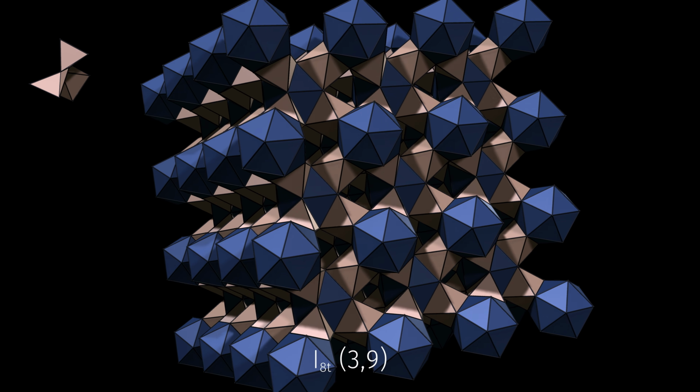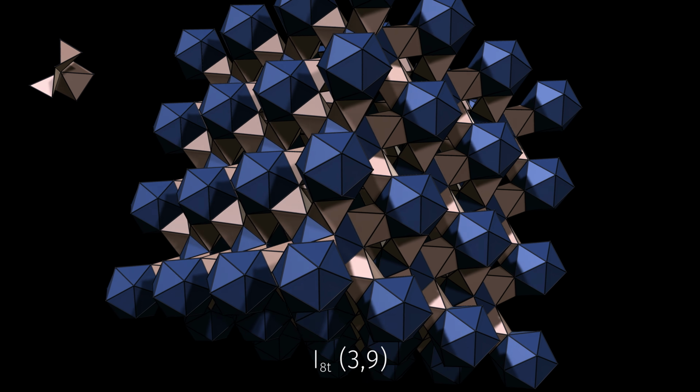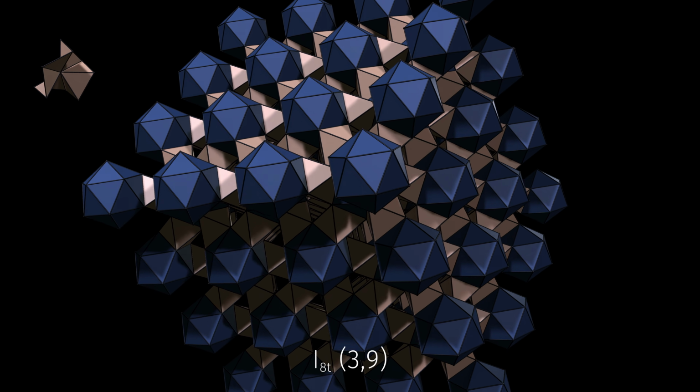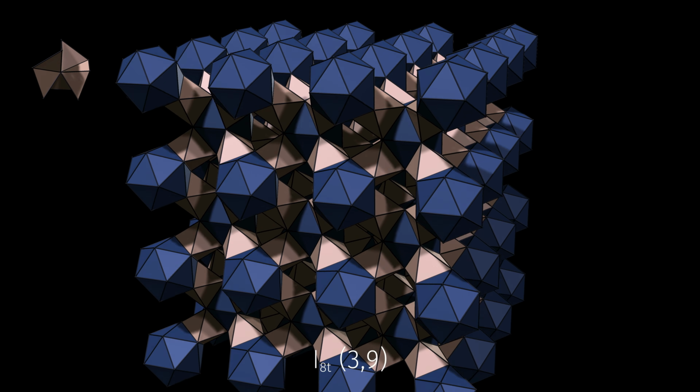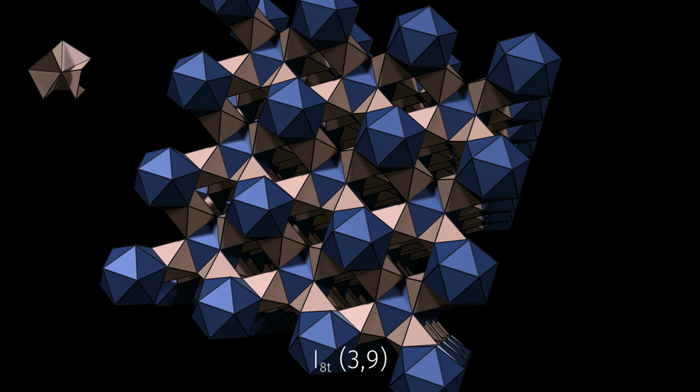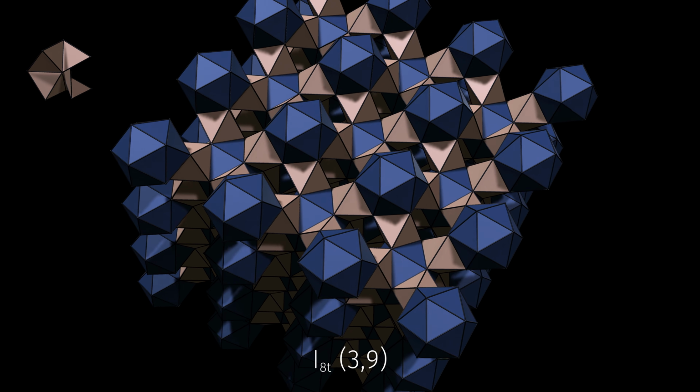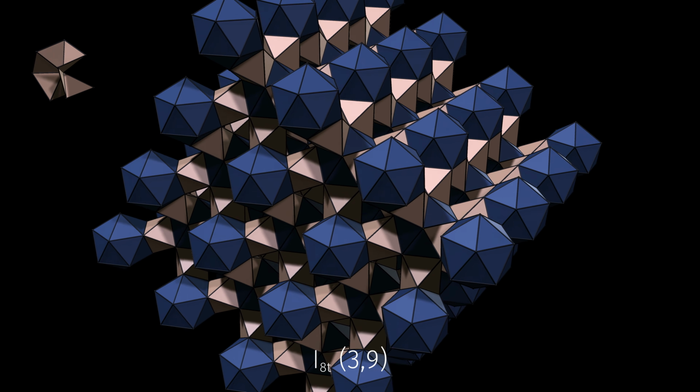Note that monohedral does not necessarily mean face transitive. In this case, while every face is triangular, there are 2 distinct types of triangle, those occupying positions on the icosahedra and those forming the octahedra.